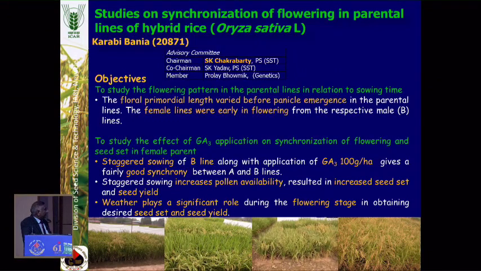Staggered sowing helps in increased pollen availability, increased seed set, and seed yield. The weather plays an important role during the flowering stages.